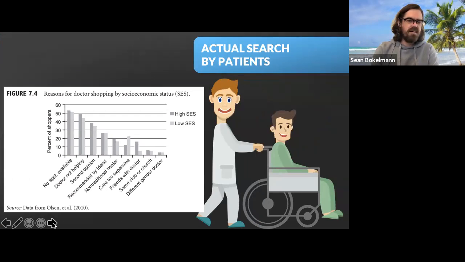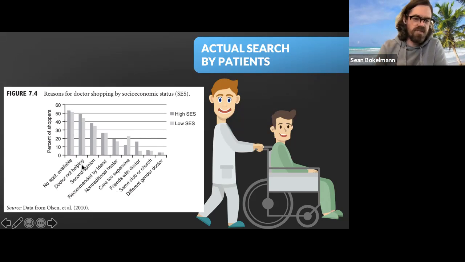So, in this figure here, we can see different reasons for shopping for a doctor according to socioeconomic status, whether it's high or low. High being affluent people, low being people closer to being in poverty, I guess. So we see some interesting reasons here. The top reason appears to be that their original doctor did not have an appointment available for them.